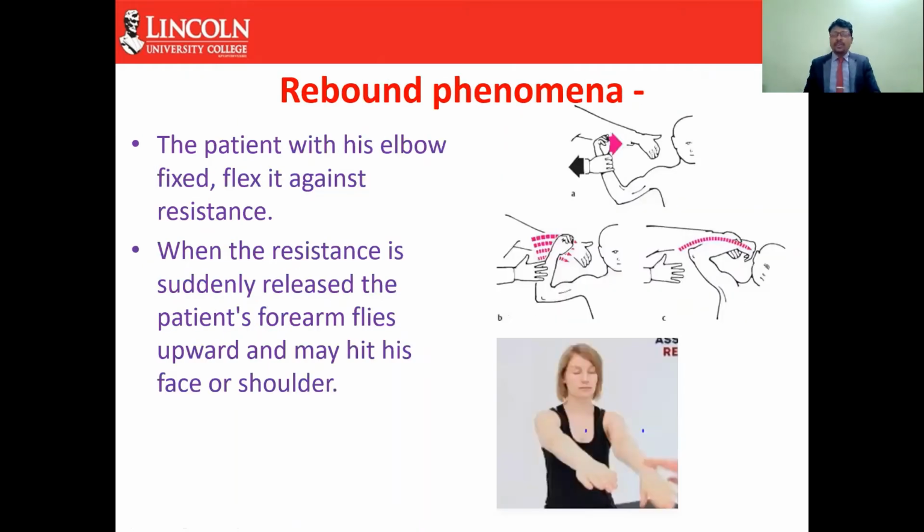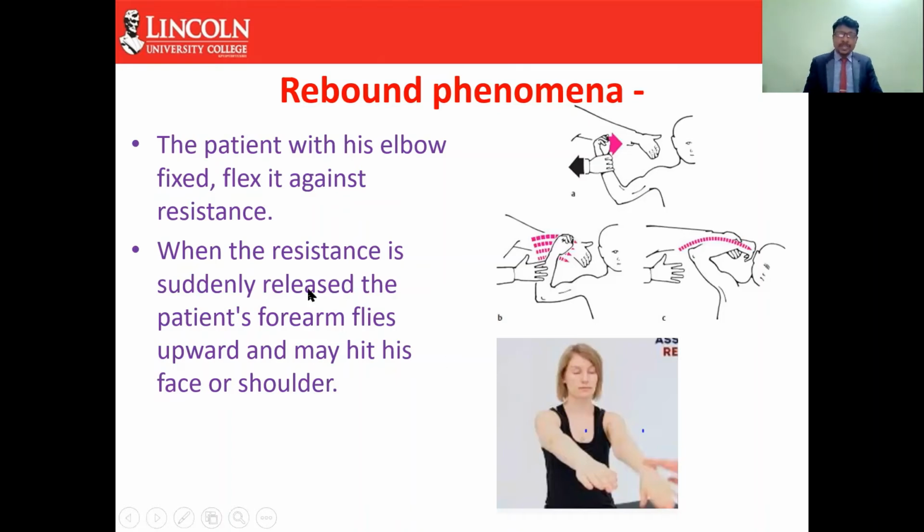So coming to the rebound phenomenon, which we just discussed. Rebound phenomenon means if we give resistance to any movement, for example resistance to elbow flexion, and then remove the resistance, the patient may slap their own face because they are unable to control the movement. This type of sign can be observed in those who have ataxia.